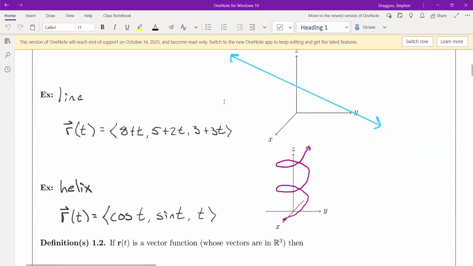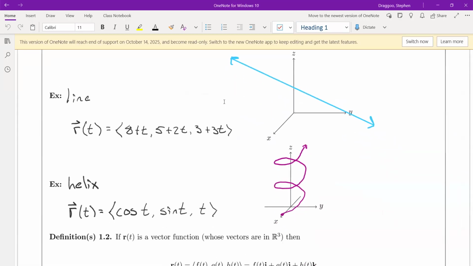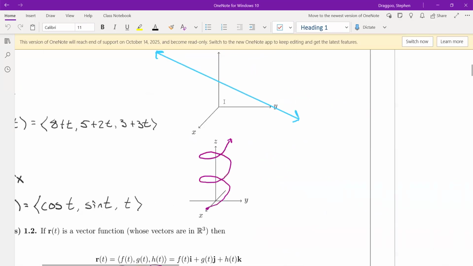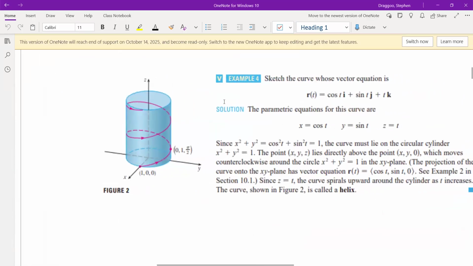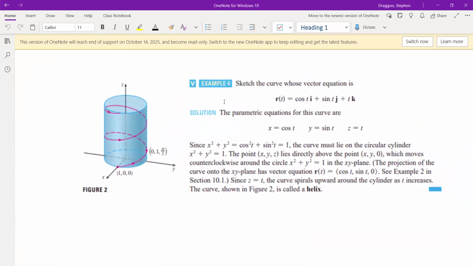So a couple of examples of those functions that I blatantly copied from Ryan. There's a line or a helix. And I think even the helix we copied out of the textbook. So here's a slightly better picture of that helix. If I've got a blue cylinder, which I'm using just as my base to create the helix, it is traveling around the surface of that cylinder.